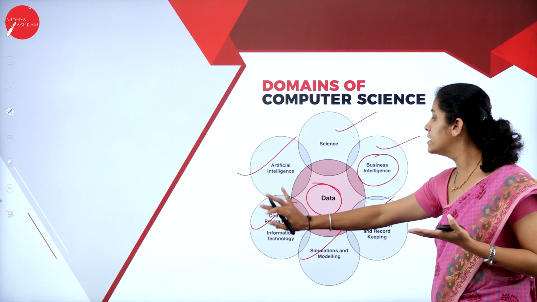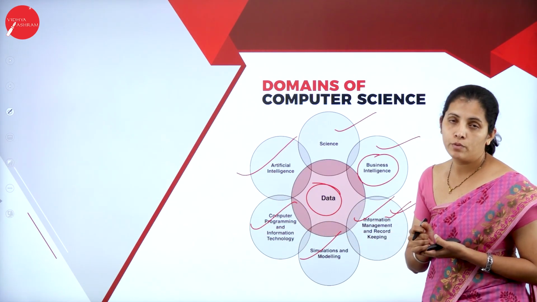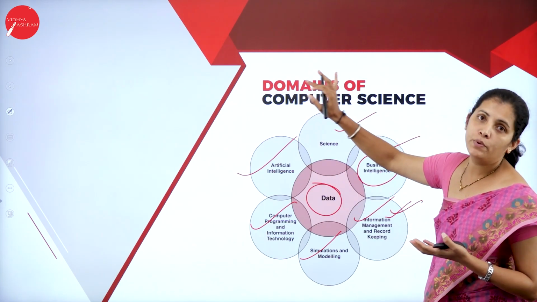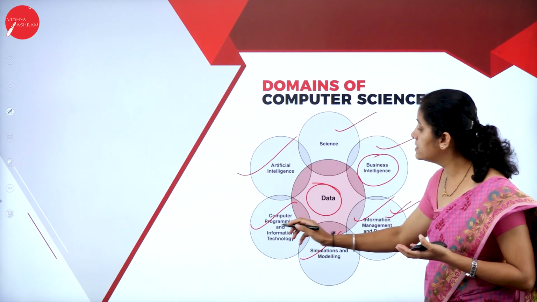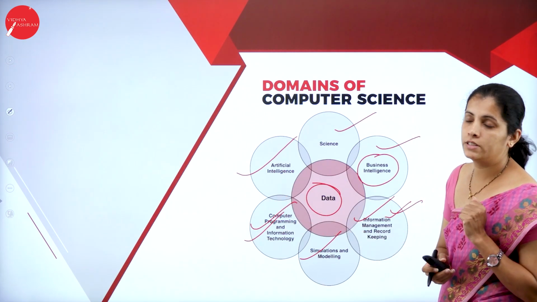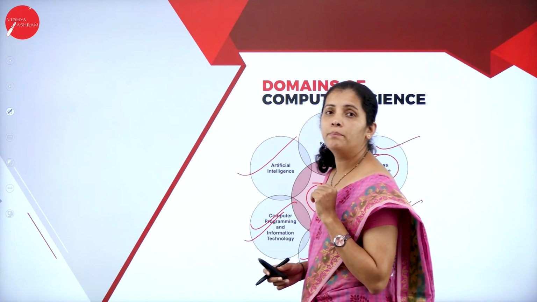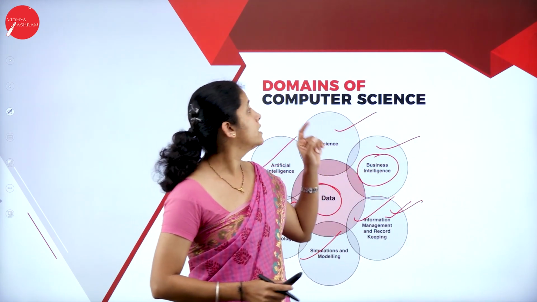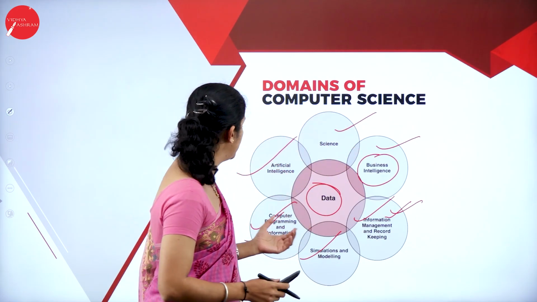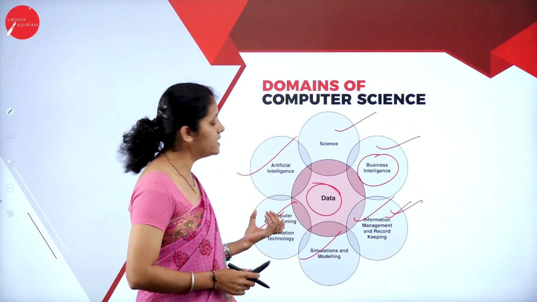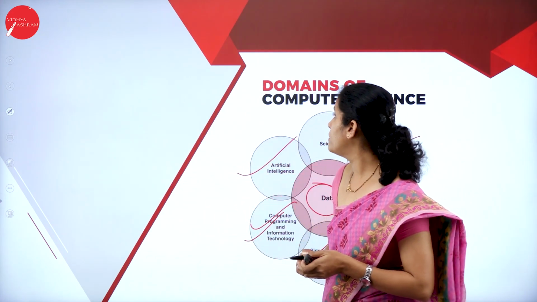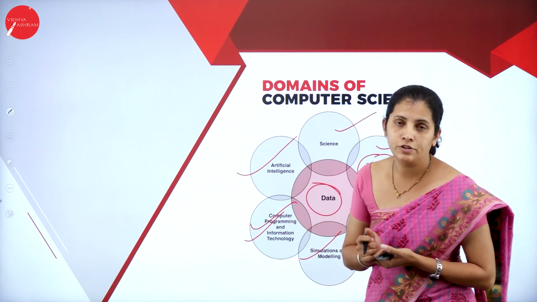Then we are going to have computer programming and information technology. That means the core of computer science depends on computer programming and information technology. So computer programming plays a major role in computer science. Suppose I opt for computer science, then I'm going to study computer programming as well as information technology. Then the main domain of computer science here is artificial intelligence.